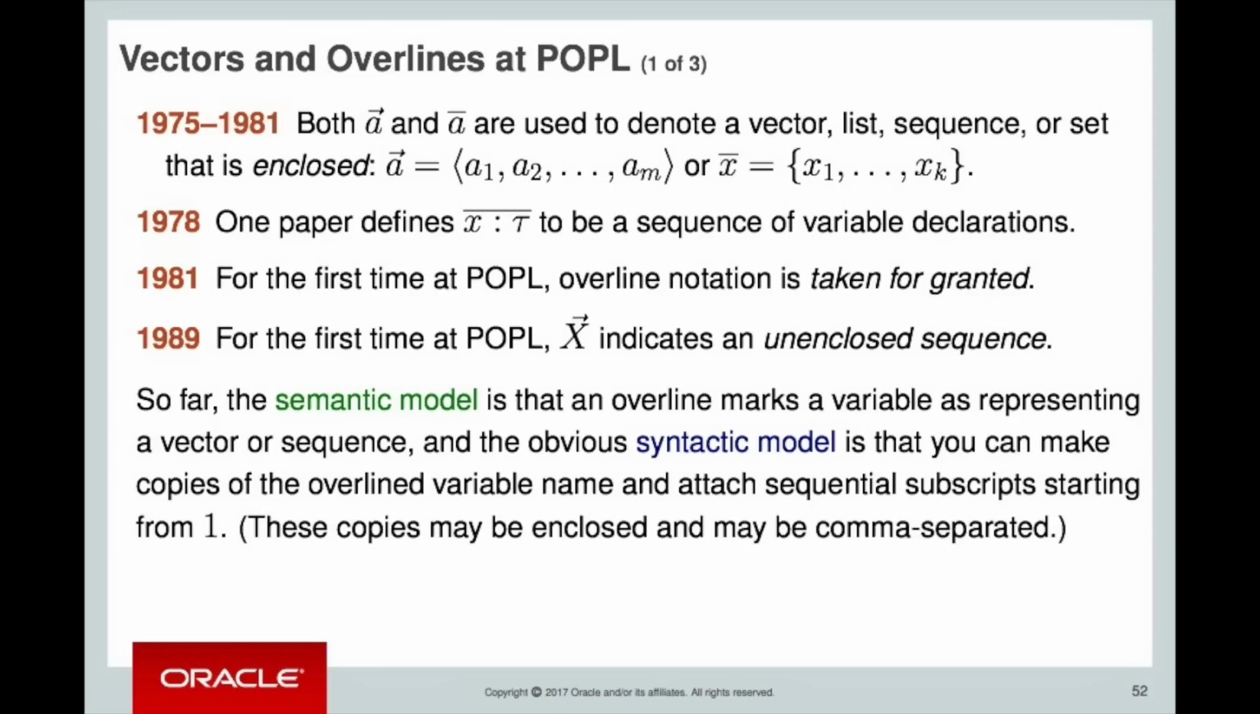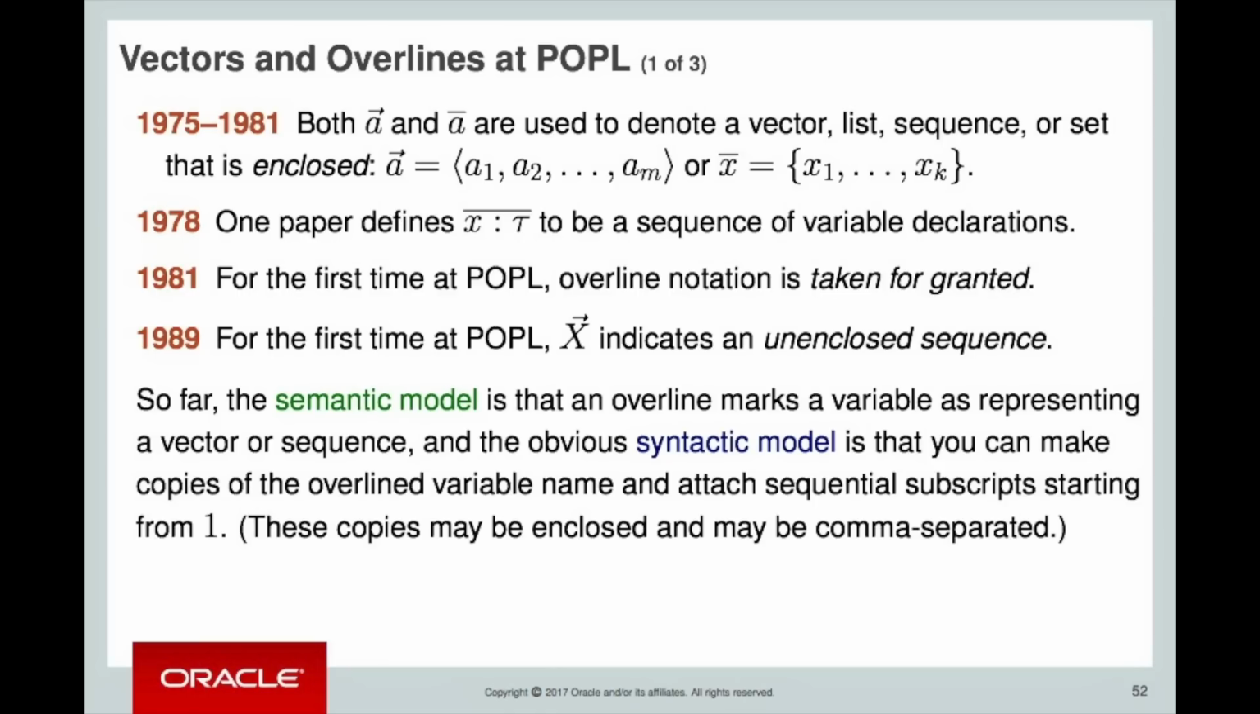In the 1970s, both A with an arrow over it and A with an overline over it are used to denote a vector, list, or sequence. Usually the word vector is used in earliest papers. They say, let A with an arrow over it be a vector of A's, that is, A sub 1 dot dot dot A sub n. There was one early paper in 78 that used an overline over x colon t to describe a sequence of variable declarations. That was actually an historical outlier, so I'm going to ignore that for now. It was not until 81 that overline notation was even taken for granted at POPL by a paper. But it always denoted an enclosed sequence. It denoted a sequence of things enclosed in angle brackets or parentheses or something like that.